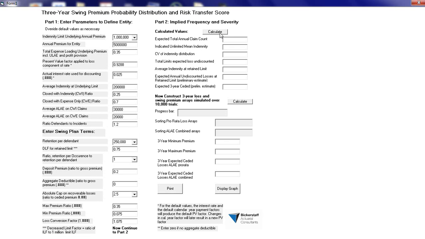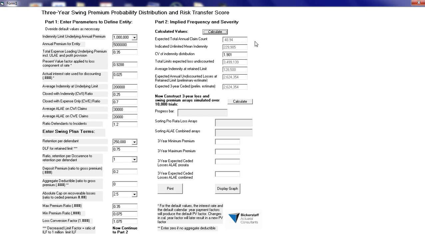Okay, now, in part two, we're gonna do a few preliminary calculations. I'm gonna press that button, and using these input factors over here, it backs into an expected total claim count, that is total, some with indemnity, some with expense only, some with no payment, of about 49 claims per year for this entity.